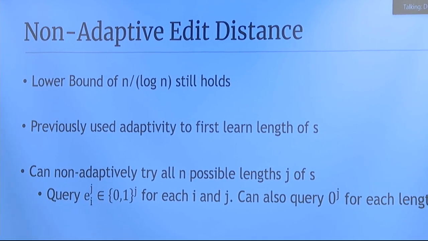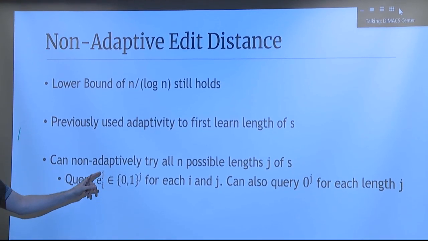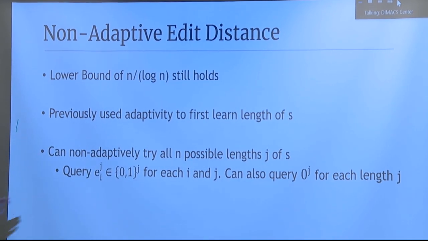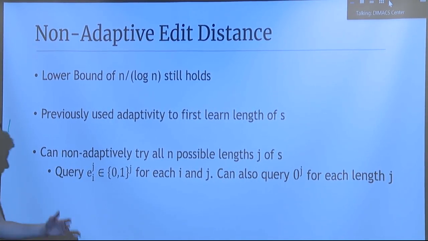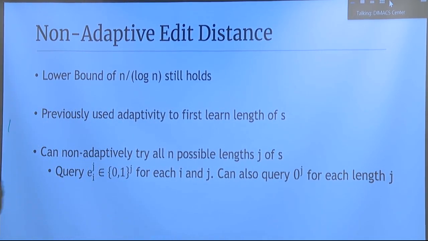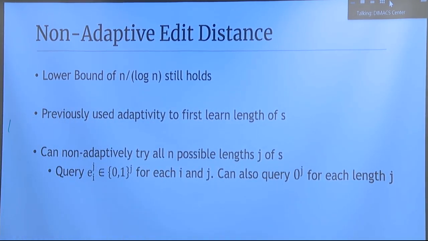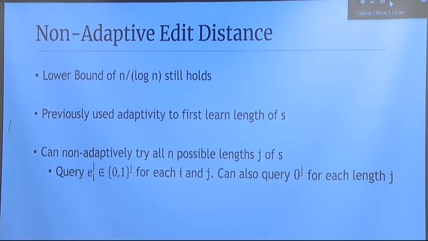Now we're querying the standard unit vectors for each possible length j. So I have e_i^j, the i-th standard unit vector of length j. I can also query 0 to the j if I want to know the number of ones in each prefix. This is negligible, just order n additional queries. But the real problem is this: the number of these is order n squared.